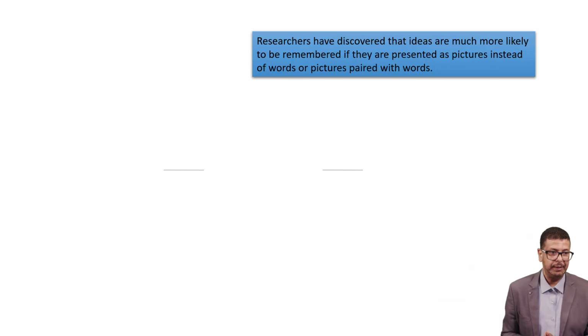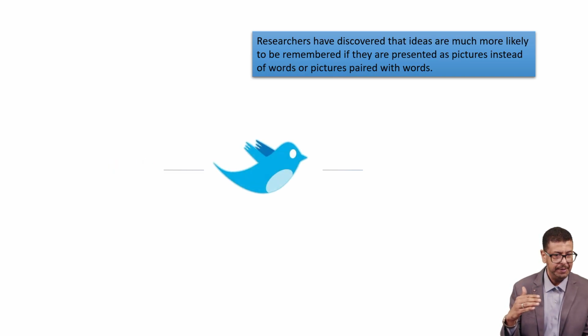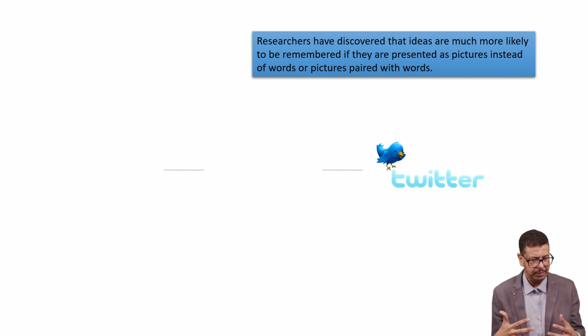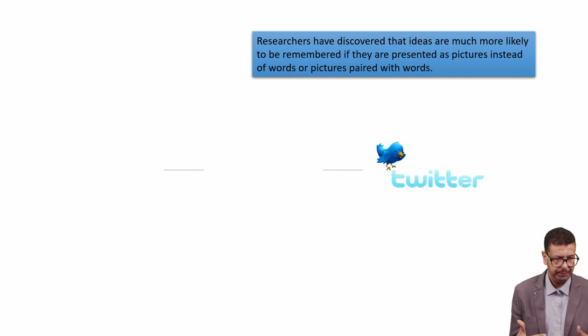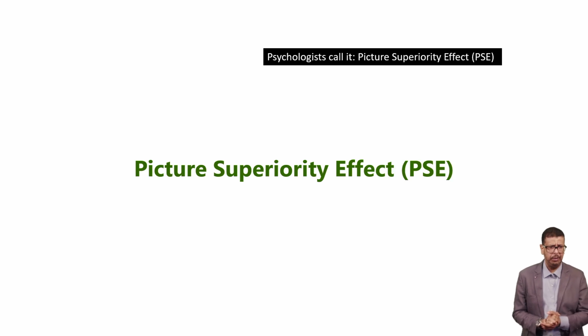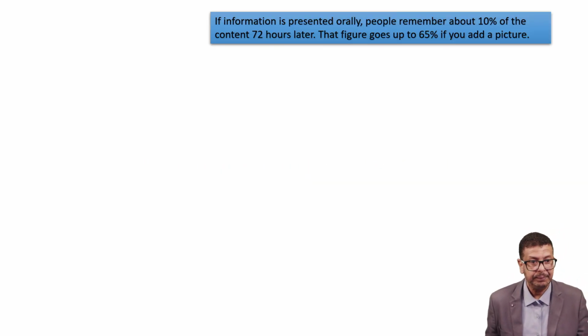And it's very important to think about the picture suitability effect. For example, this is a bird. This is the symbol for bird, previously Twitter, now X. What is the best? The best is to have words along with the picture.